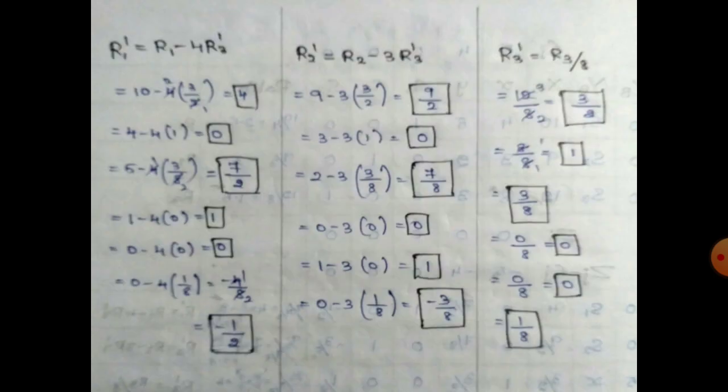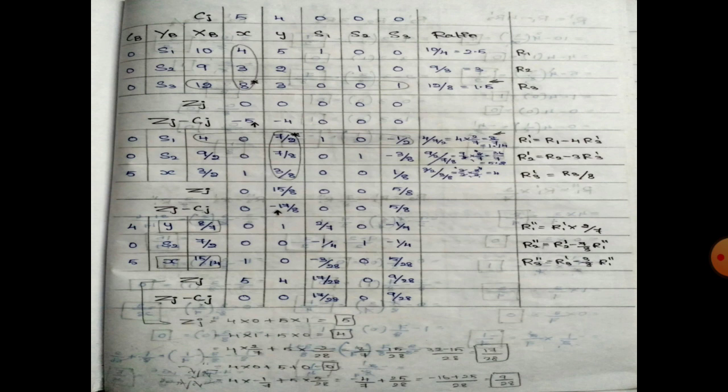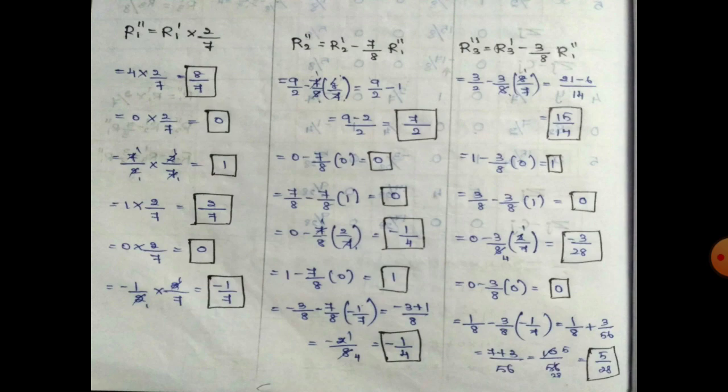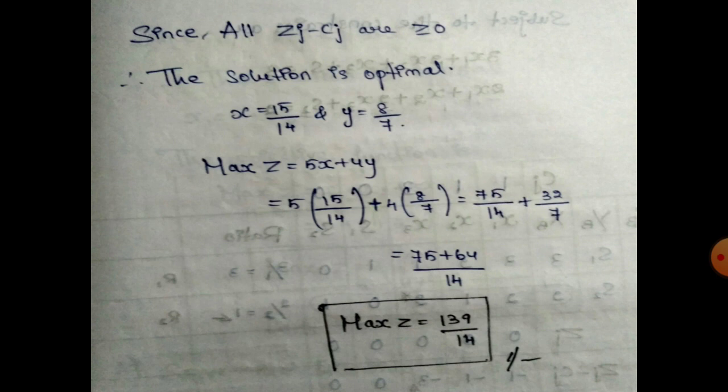But in the tabular column itself, we have two variables, x as well as y. So you have to mark it from the right hand side. Already I told you, don't take the left hand side, because on the left hand side you have the objective function coefficient. So y is equal to 8 by 7, x is equal to 15 by 14. That is your solution. So for the maximization of z is equal to 5x plus 4y: 5 into 15 by 14 plus 4 into 8 by 7, that is equal to 75 by 14 plus 32 by 7. So taking LCM as 14, means 75 plus 64. So 139 divided by 14 is your answer.